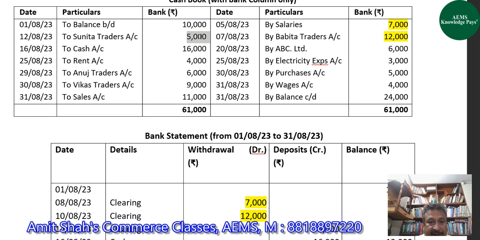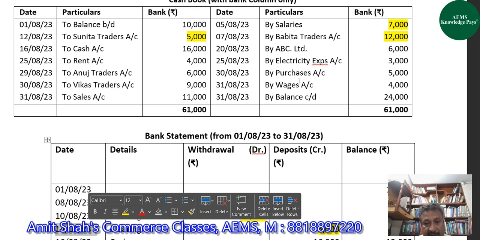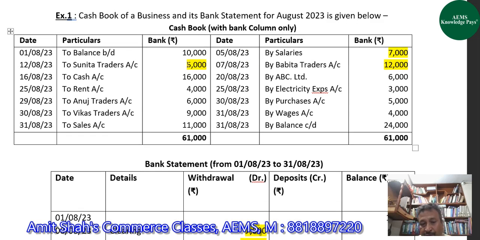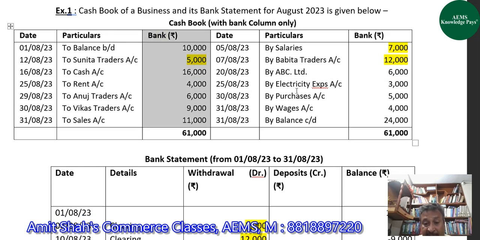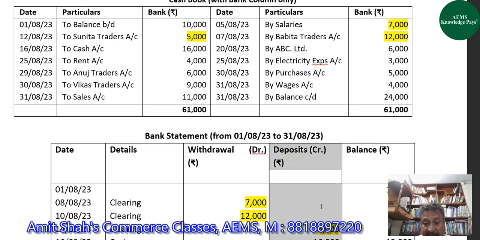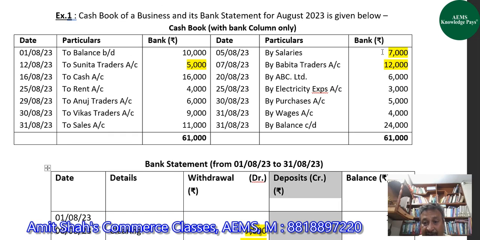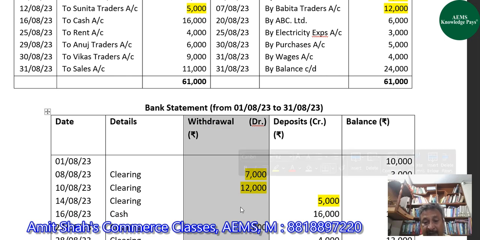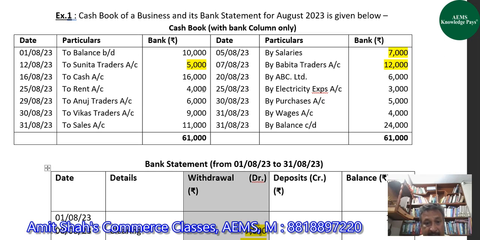The next is of 12th August, that is the receipt from Sunita traders, which ultimately got credited in bank on 14th August. So this also he will record. You also know, guys, that whatsoever is debited in the bank column in the cash book, the same gets credited in the bank statement. And whatsoever is credited in the cash book, the same gets debited in the bank statement.